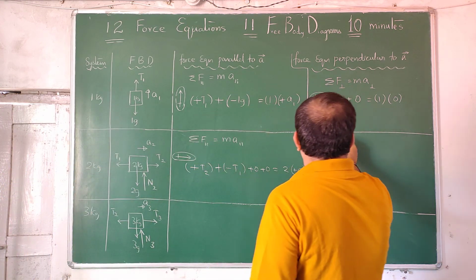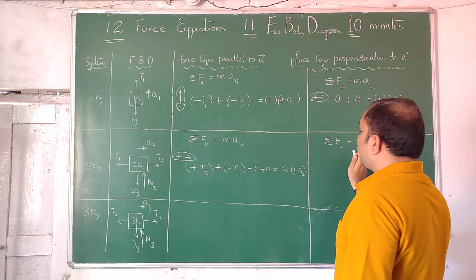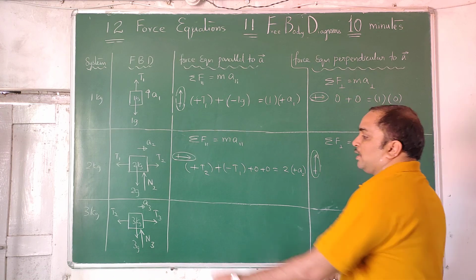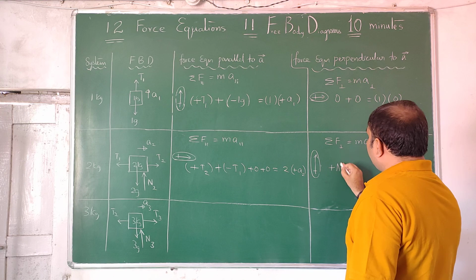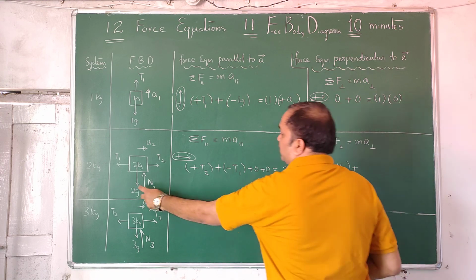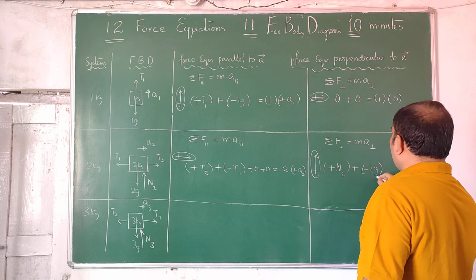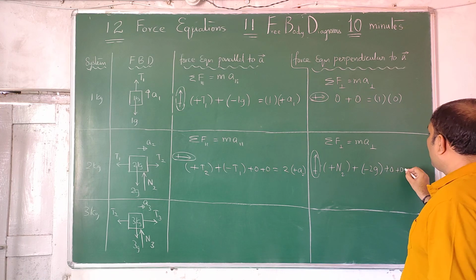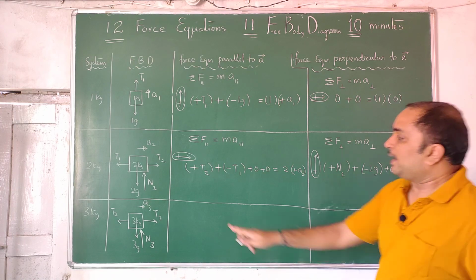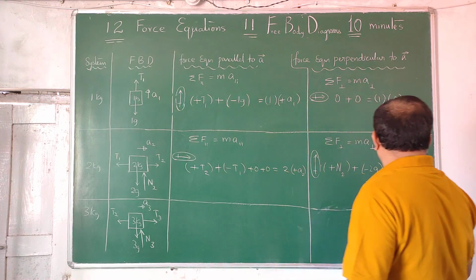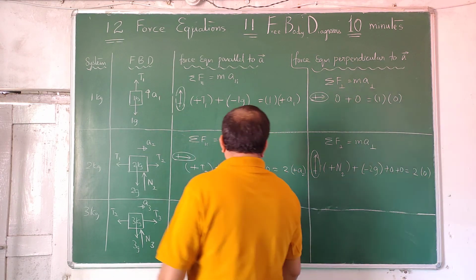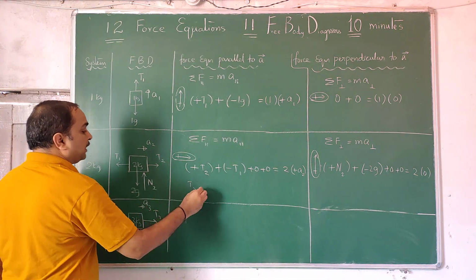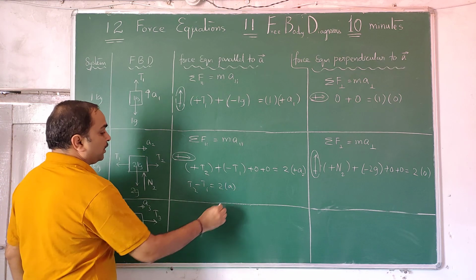Now sigma F perpendicular is equal to m a perpendicular to the acceleration. This is the acceleration perpendicular to that. I take anything which is pointing up positive. This force gets a plus sign, plus N2, plus of this 2g is downward so minus 2g, plus the other two forces have 0 components, plus 0, is equal to the mass of the body, 2 kg. Acceleration in the perpendicular direction is 0, 2 into 0. As you practice more and more, just see and write. T2 to the right side minus T1 is equal to 2 into a2. Like that we can write it.